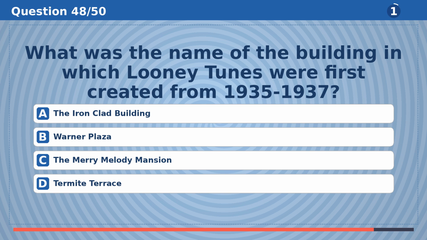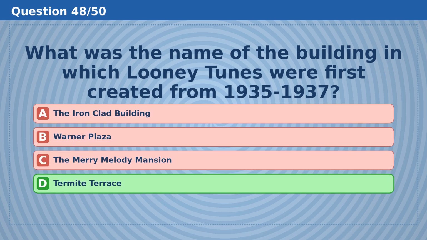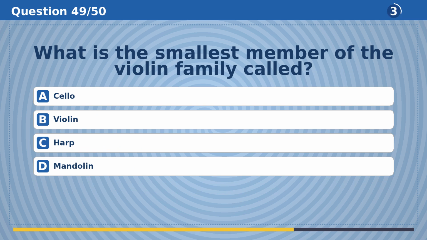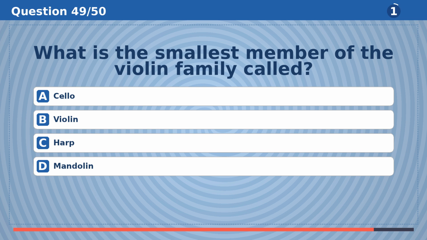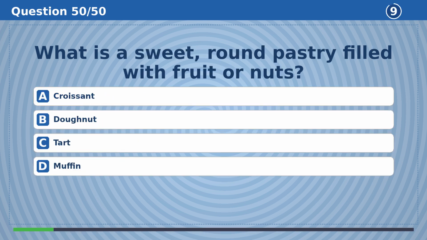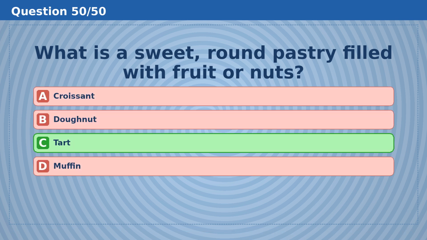What was the name of the building in which Looney Tunes were first created from 1935–1937? The answer is D. Termite Terrace. What is the smallest member of the violin family called? The answer is D. Mandolin. What is a sweet, round pastry filled with fruit or nuts?